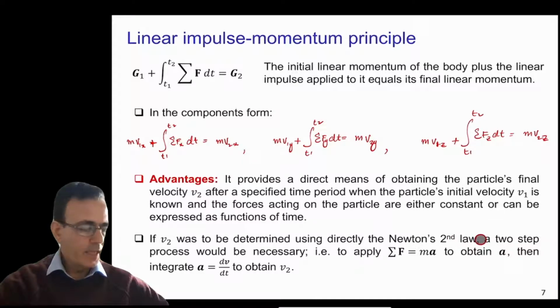So what will happen is that it will be a two-step process. In the first step, you would need to calculate a by using this equation here, which is the summation of all the forces equal to ma. And then you will need to use this equation, a is equal to dv by dt. So you will need to integrate this equation to calculate v2. This means that you will have to do a two-step process if you don't want to use this impulse momentum principle.